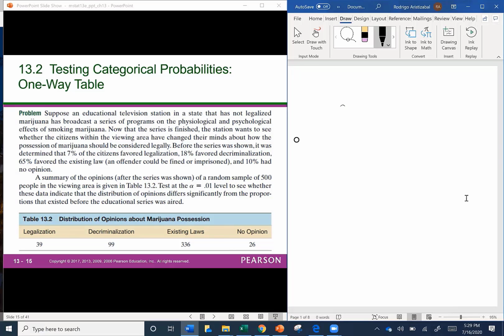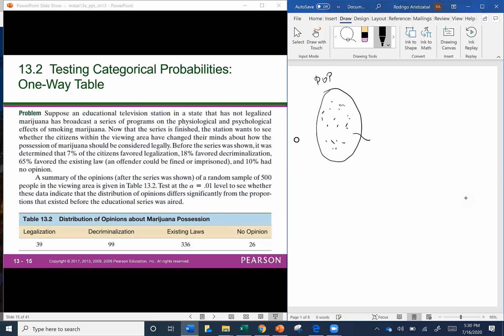Testing categorical probability, one-way table. In this chapter 13, we are going to study qualitative variables. We have a population. In this population, we are going to study one characteristic. We are going to collect this information from the population.